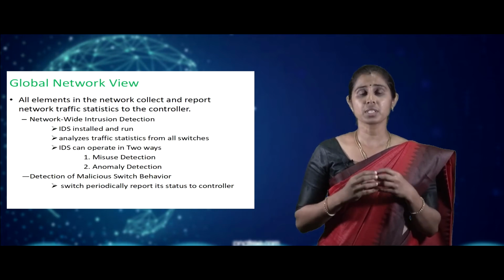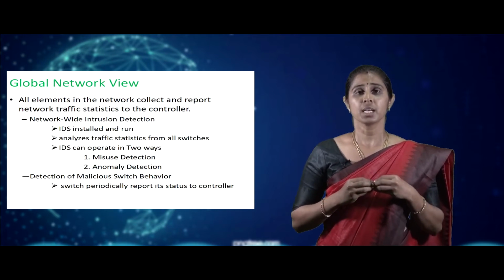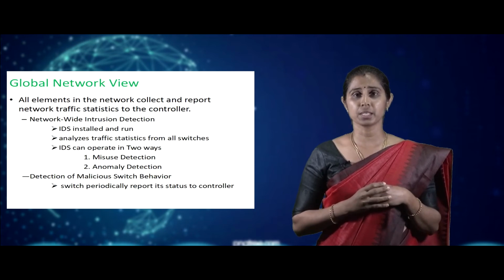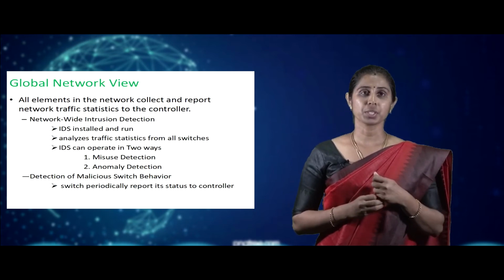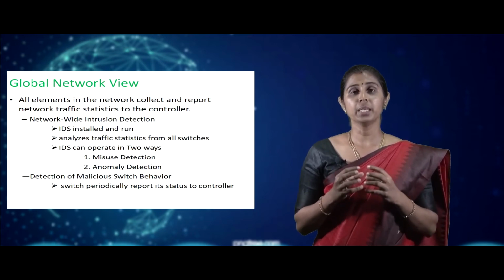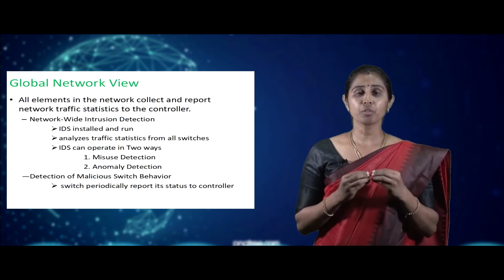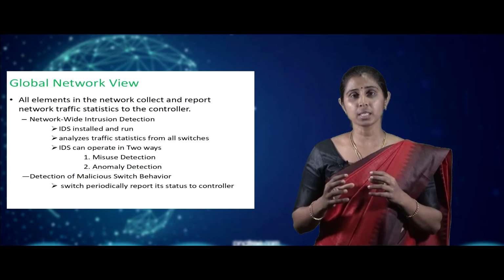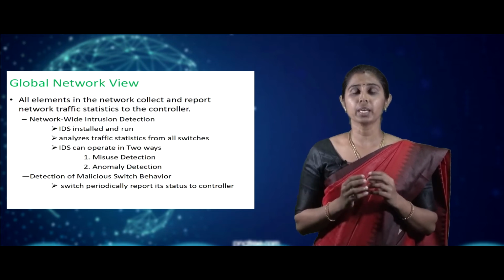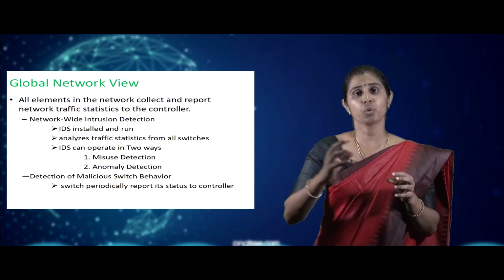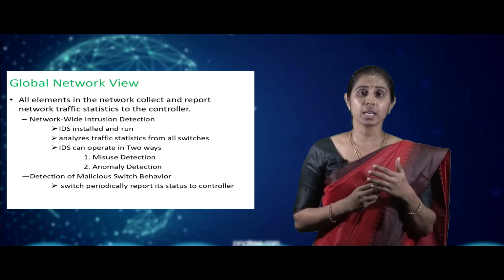After collecting traffic statistics from the SDN switches, there are two ways to operate the IDS. The first one is misuse detection. It is based on the idea of building profiles called signatures for known attacks. The behavior of the network is monitored constantly and an intrusion is reported if the monitored behavior matches any one of the signatures. The next is anomaly detection.